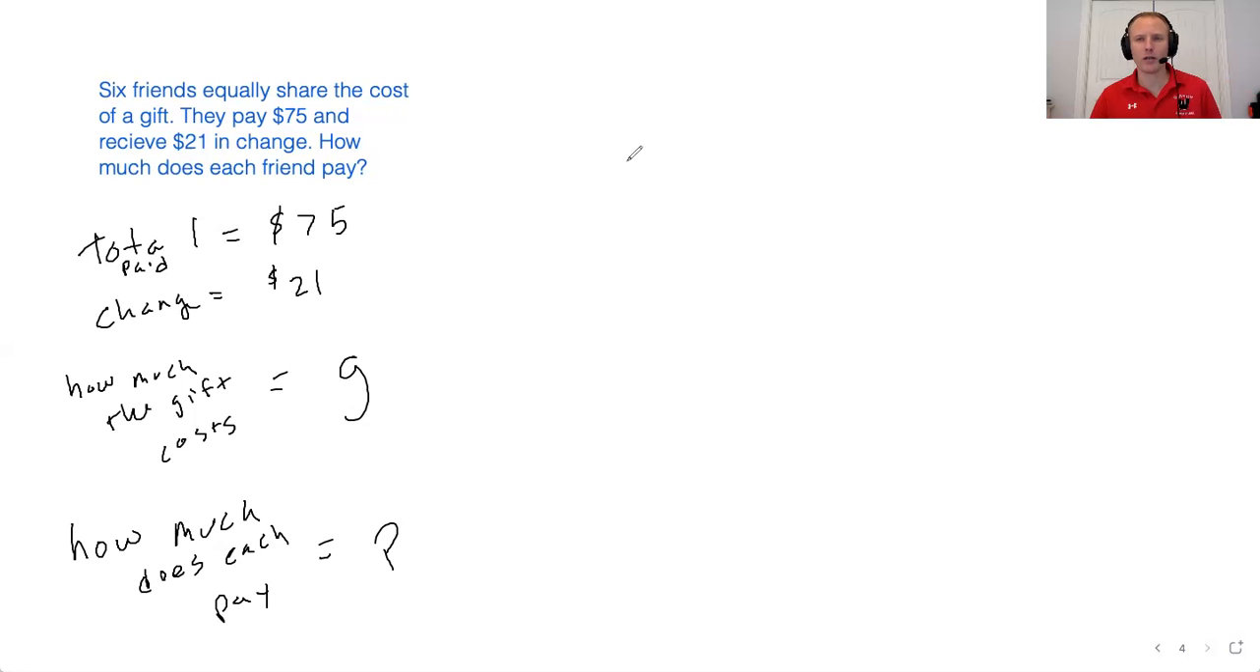Let's hope these numbers work out. 75, we'll know really soon, minus 21. 5 minus 1 is 4. 7 minus 2 is 5. Okay. So it is going to work. I'll tell you why in a minute. That equals the total cost of the item.